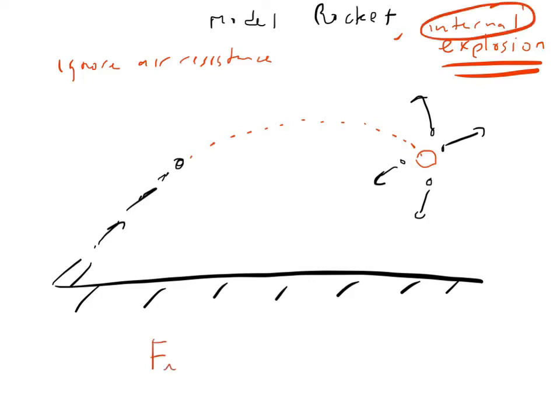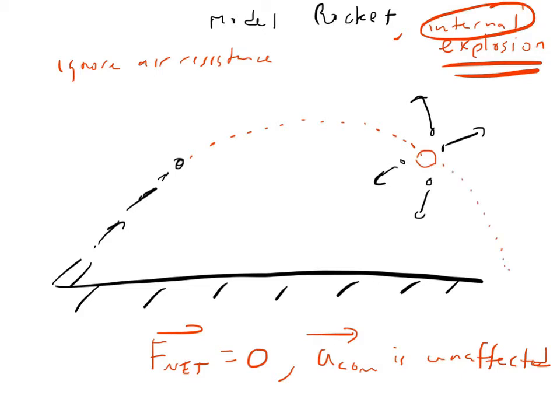in other words, the net force equaled 0. That means that the center of mass of the system is unaffected by the explosion. Therefore, the center of mass continues on exactly in that same parabola. And that's a pretty interesting kind of thing to sort of wrap your head around. It was moving in a parabola, there was an internal explosion, so the net external force is 0. Pieces are now going all over the place, but the center of mass continues on in a perfect parabola.